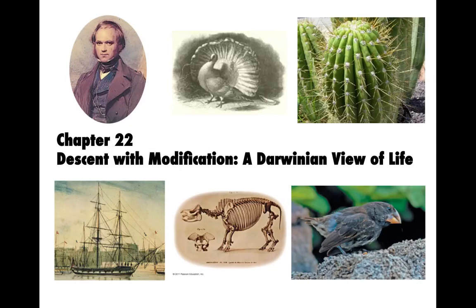Now into Unit 4, our final unit for the semester. This unit is going to focus on ecology and evolution, not in that order, but we are going to jump ahead to Chapter 22, which is entitled Descent with Modification, a Darwinian View of Life. Here's a picture of young Charles Darwin, and these are many of the images that we will get to see in the course of this chapter.